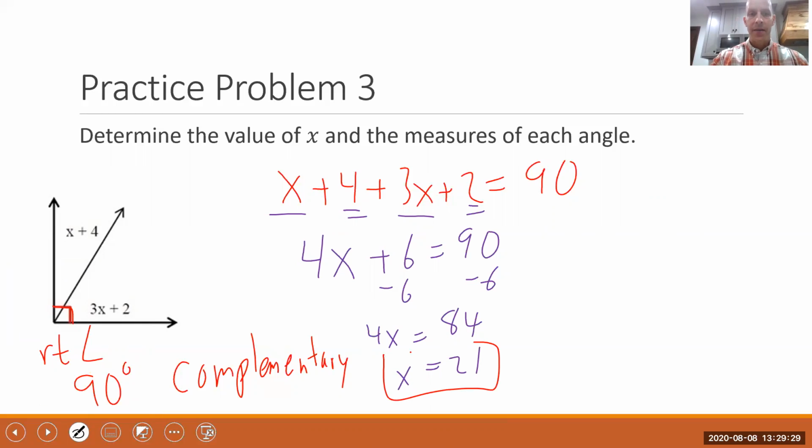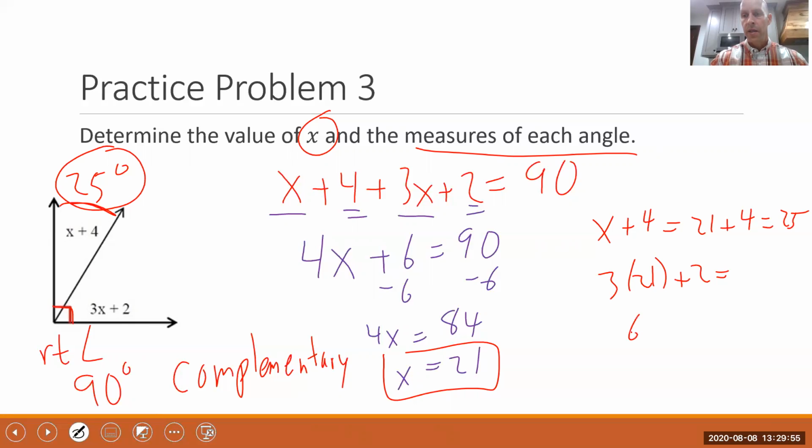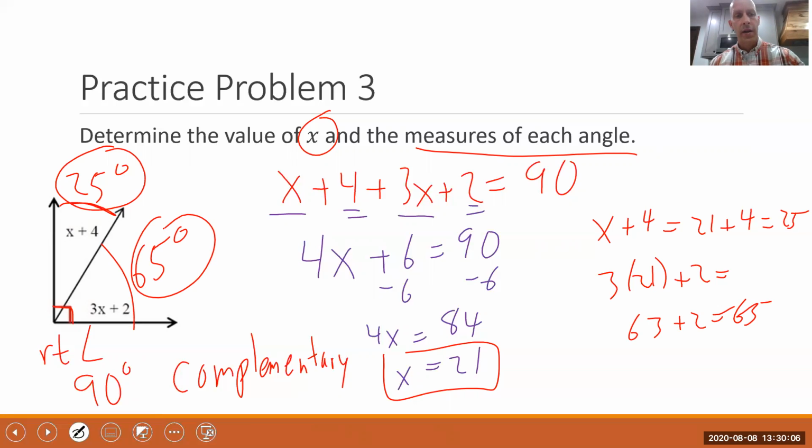So now we know what x is, so that's that part. Now it says we have to find the measure of each angle. So what is x plus 4? Well, x is 21 plus 4, so it looks like it's 25. So this angle is 25 degrees. And then that one there is going to be 3 times 21 plus 2. So that's 63 plus 2, which is 65. So x is 21, the smaller angle is 25, and the bigger one is 65.